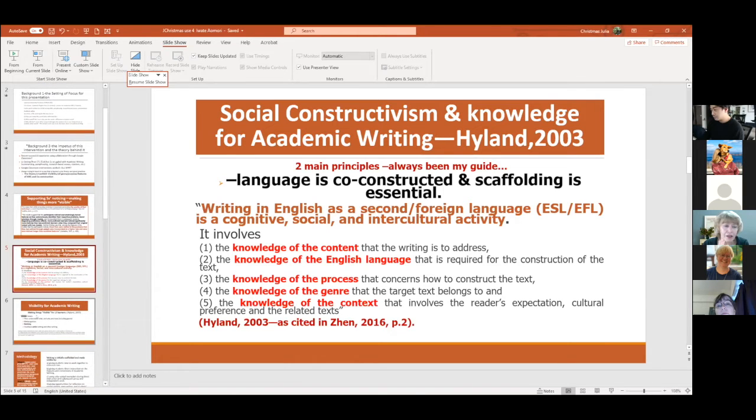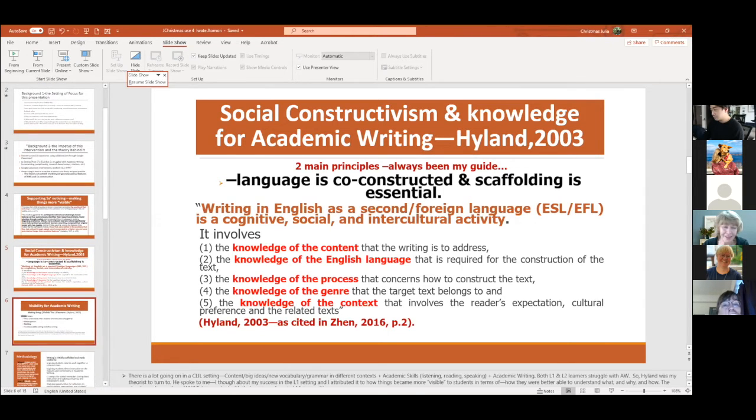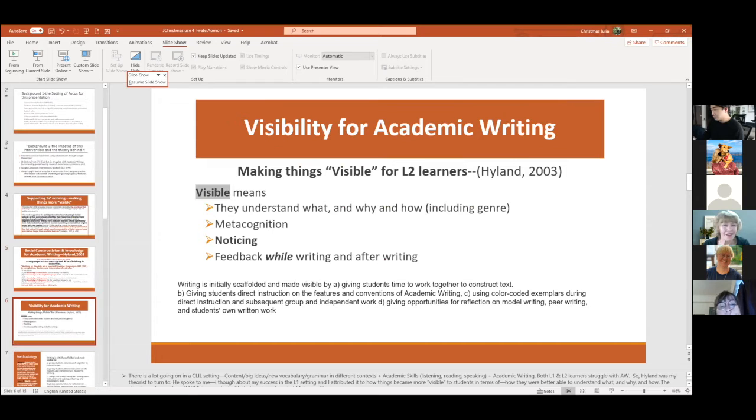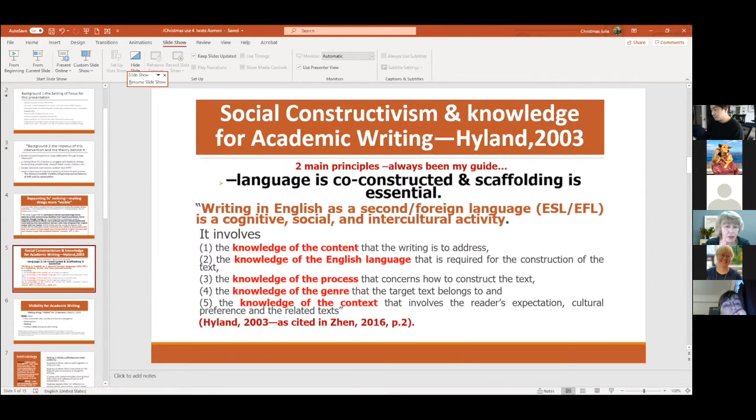The next aha moment that came to me was about visibility. And this is part of noticing. So it's not just helping them notice in a small way. It's really making things visible for our L2 learners. And these are some basics of making writing more noticeable. And I'm going to go back. These are the really basics, the red ones.